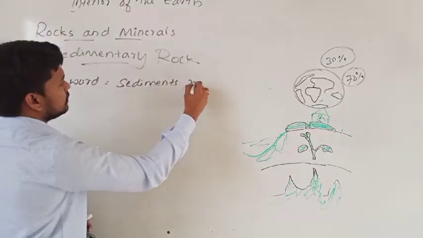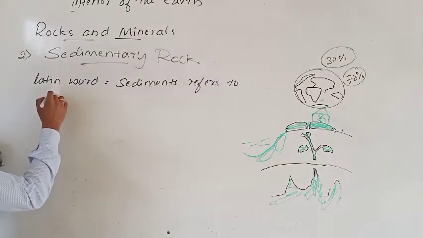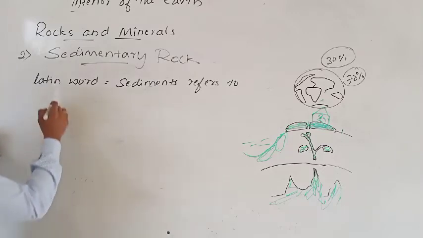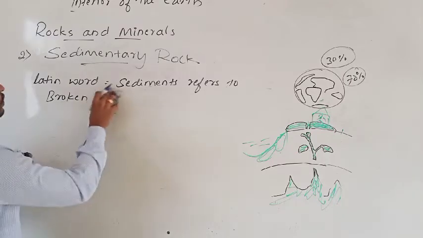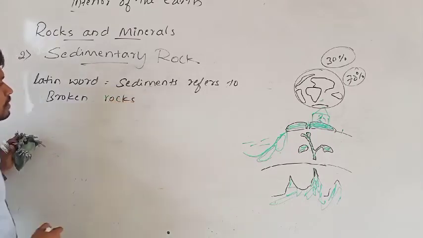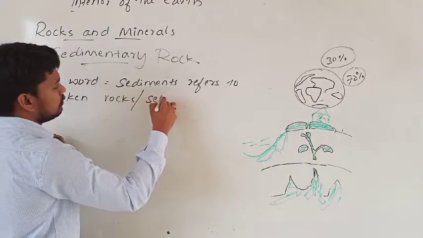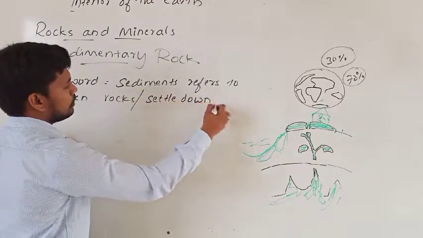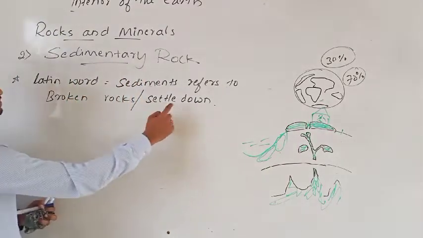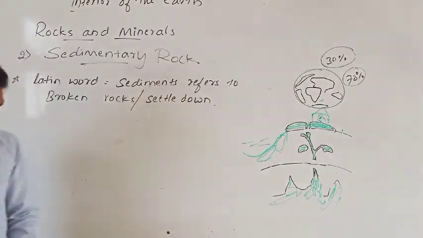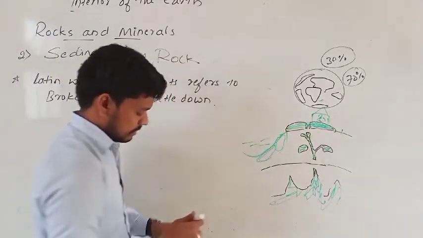Sediments refers to broken pieces of rocks, otherwise broken rocks or settled down sediments. Broken rocks are settled down. That's the meaning of sediment. Sediments are the settled down form of broken rocks. Here we'll discuss how the sedimentary rocks are formed. It starts from igneous rock.